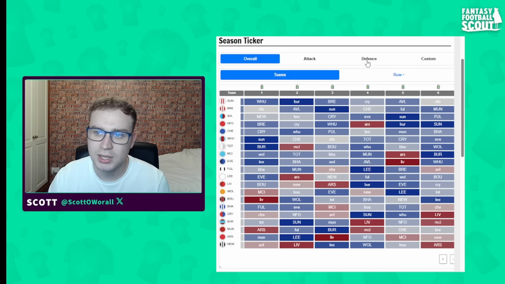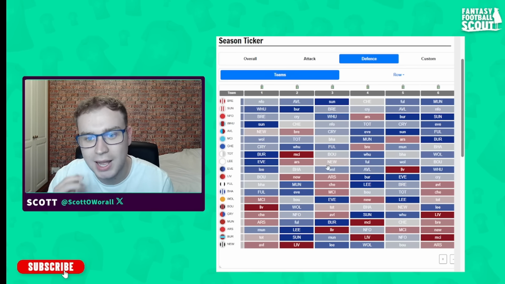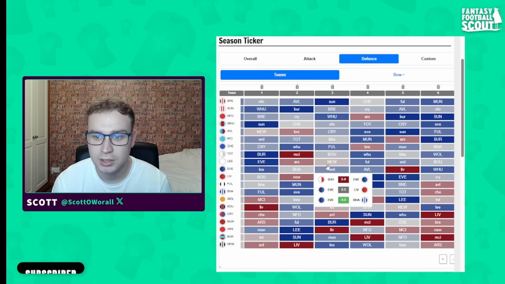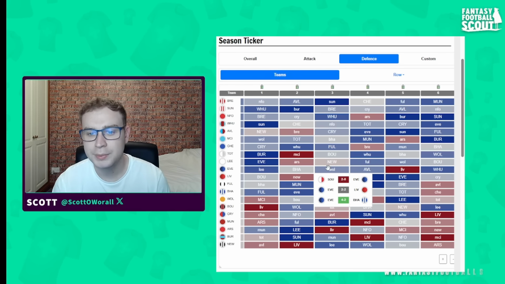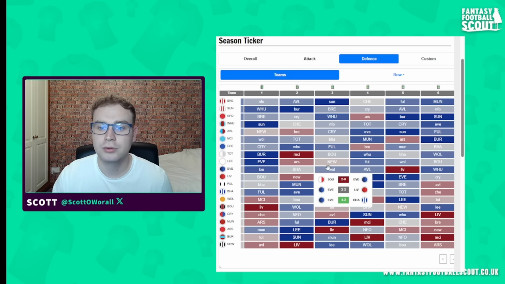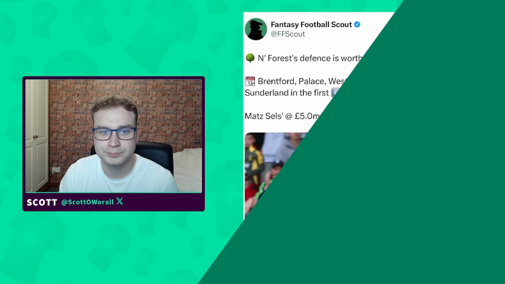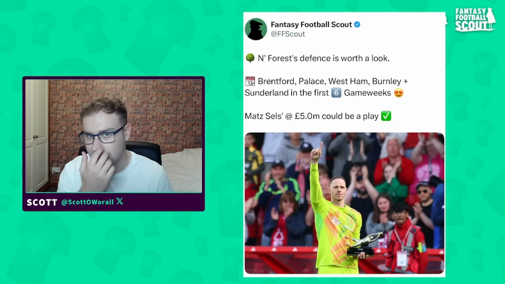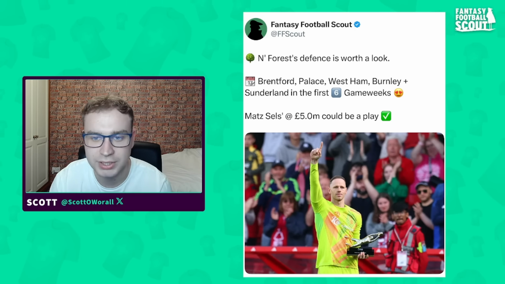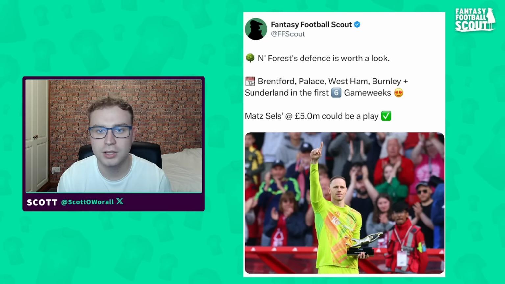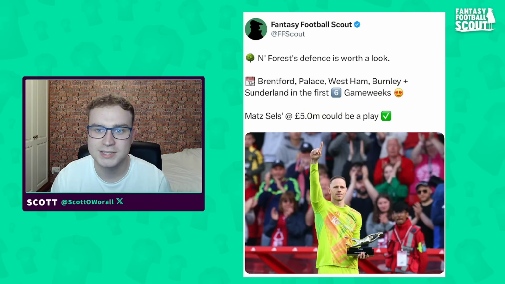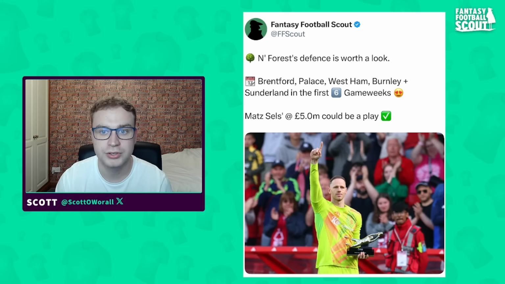Another thing to look at as well, I like to look at the defence and see where teams are at. There's a few teams that I think could be quite interesting early on, and obviously the Notts Forest defence. There was a post done today about the Notts Forest defence, as you can see there, which is really interesting. Like it mentioned on the ticker, they've got Brentford, Palace, West Ham, Burnley and Sunderland in the first 6.